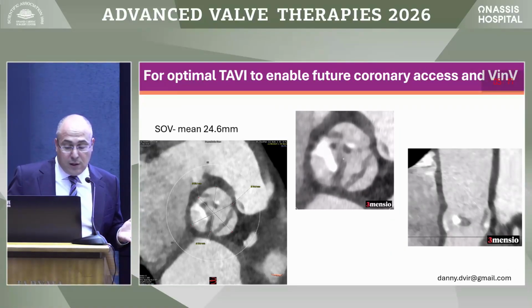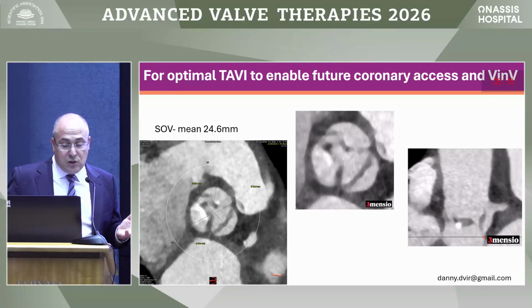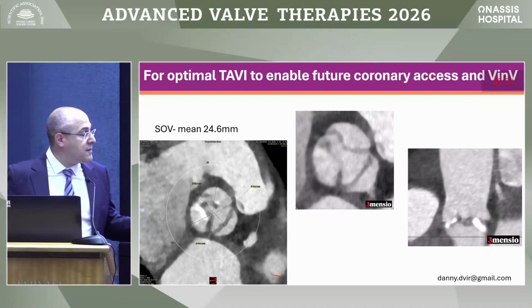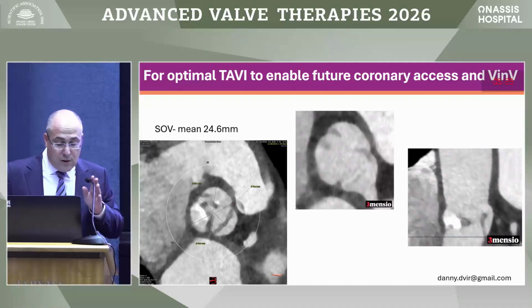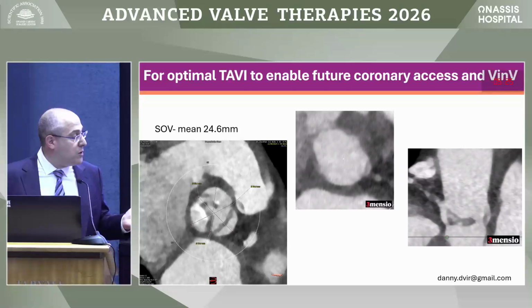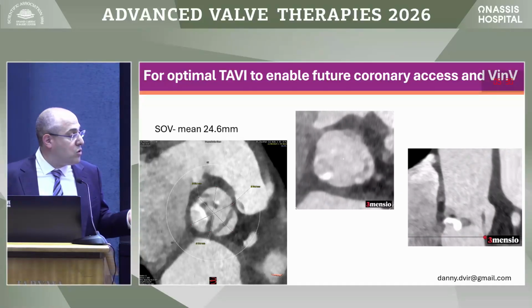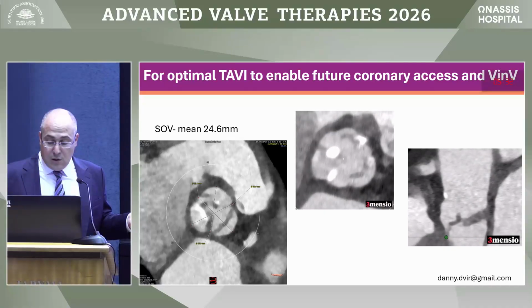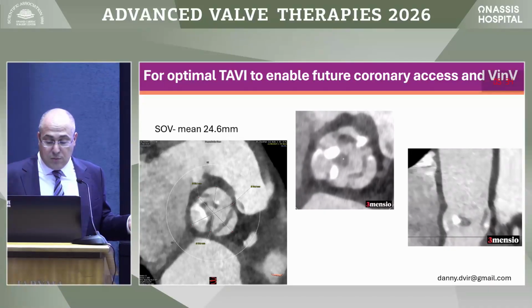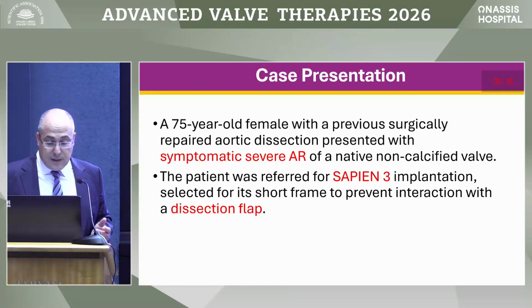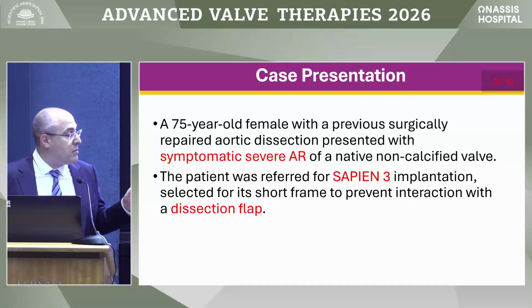What about doing leaflet modification just to improve coronary access? This is a patient with an SOV of 24.6. Obviously, there will be a challenge to do coronary access later on. She's not at risk for coronary obstruction, but maybe if we slice the leaflets, that will be easier. I'll finish by describing a case, an extension of the field of leaflet modification to something that is a bit different.